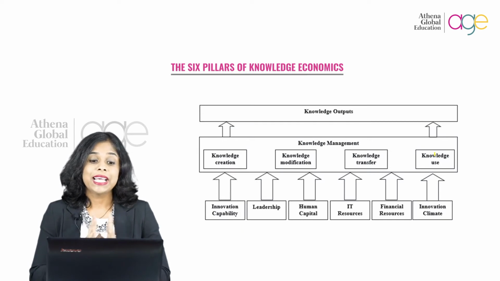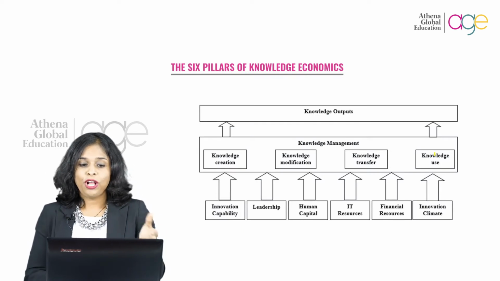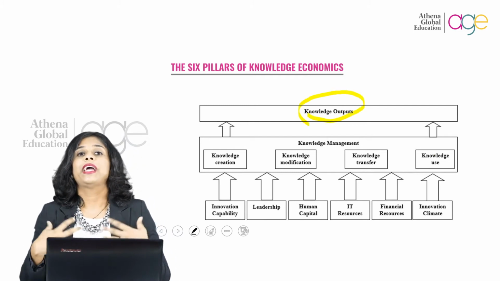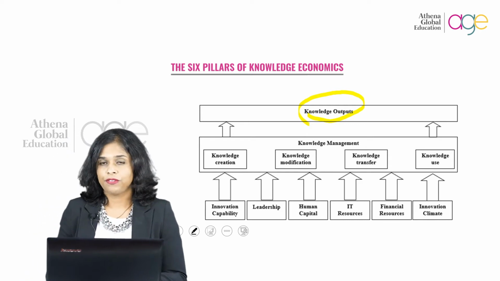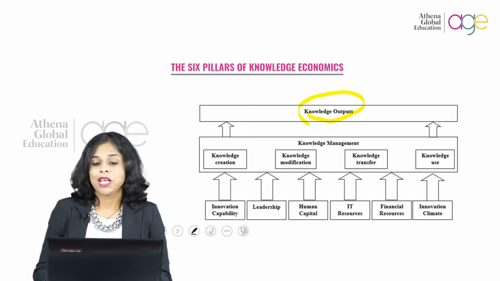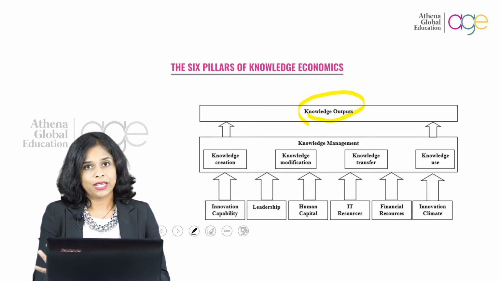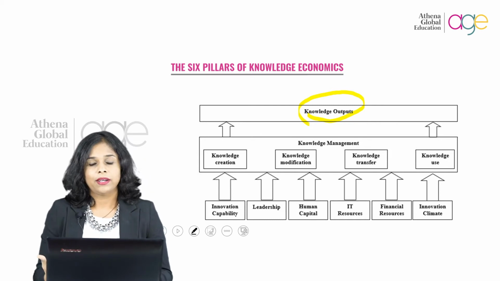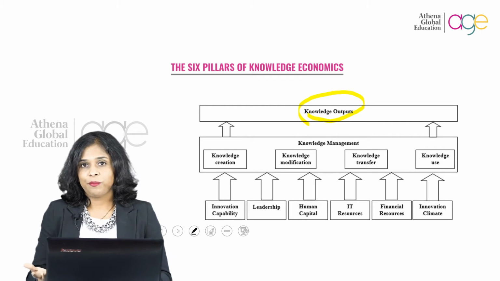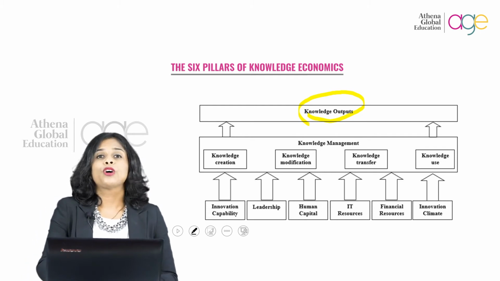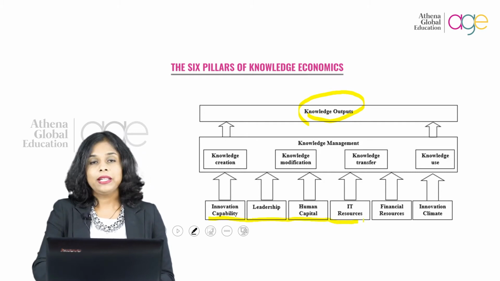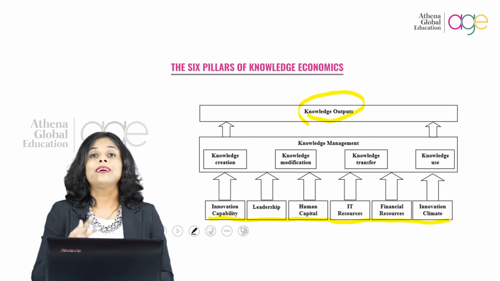Next, we will see the 6 pillars of knowledge economics. You can see in this diagram, you have what we call knowledge outputs. These are the final intangible products of a knowledge economy. What these 6 pillars enable us to understand is whether the knowledge outputs of the organization are good or not up to the mark, whether they are commercially profitable or not. To assess that, we focus on these 6 pillars: innovation capability, leadership, human capital, IT resources, financial resources and the innovation climate.